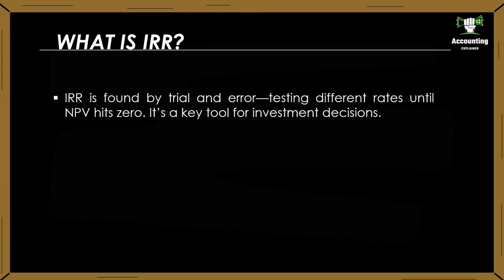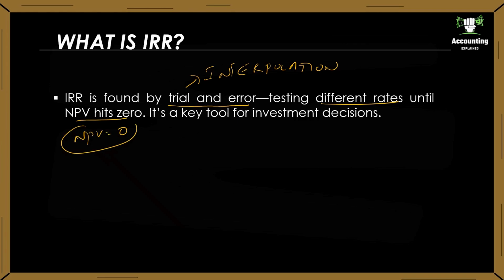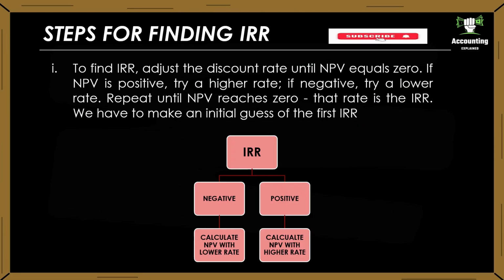IRR is usually found by trial and error method or interpolation method, testing different rates until NPV is equal to 0. It is a key tool for investment decisions. This is mainly used for making decisions with regard to investments, that is the projects. We just saw that IRR can be found out by the trial and error method or interpolation method. So now let us see steps for finding IRR.